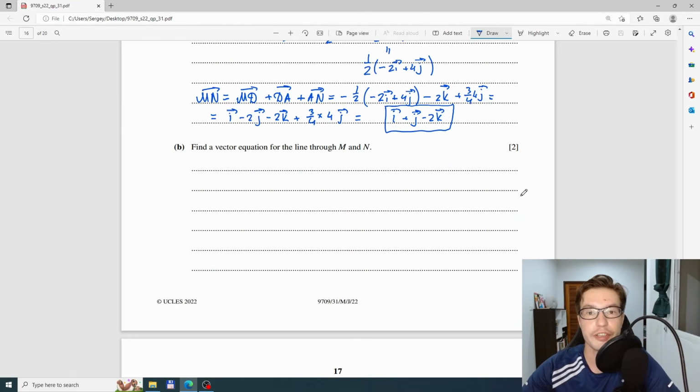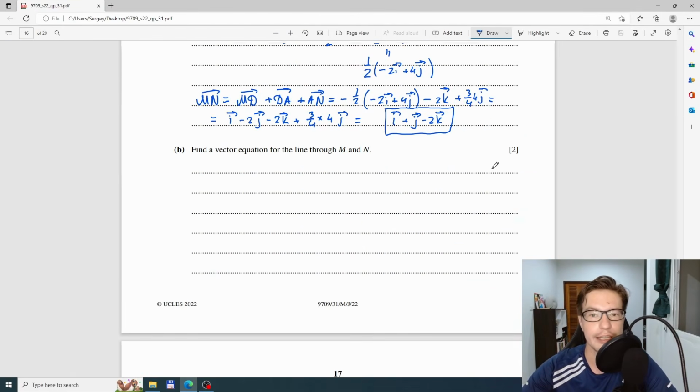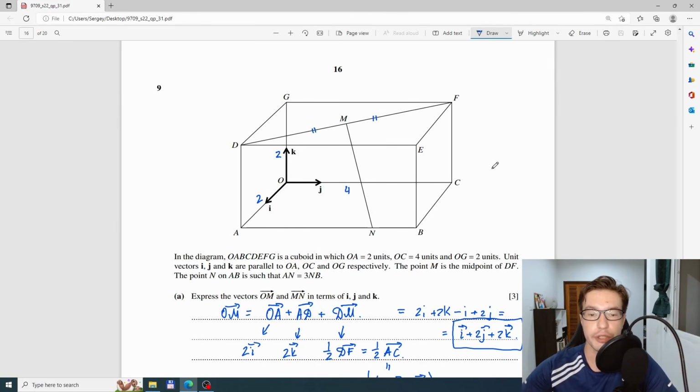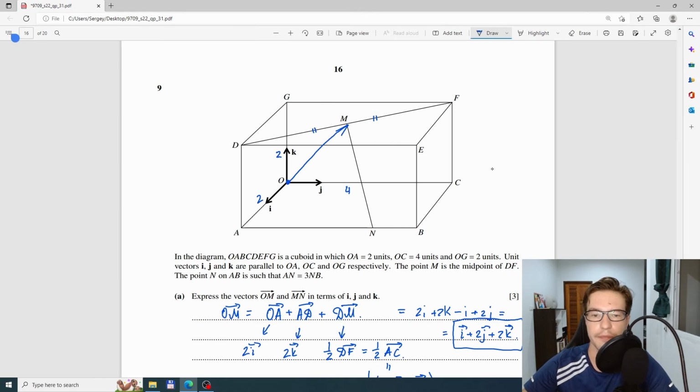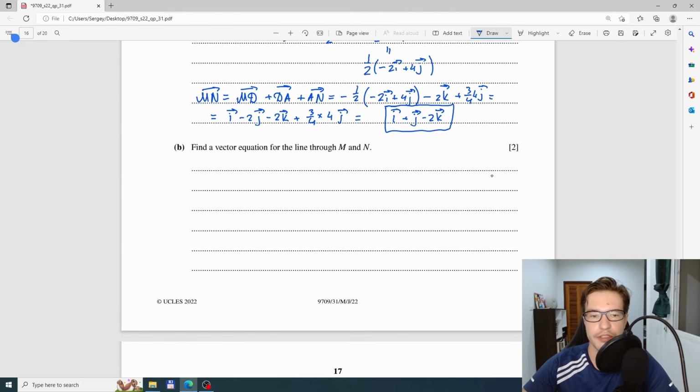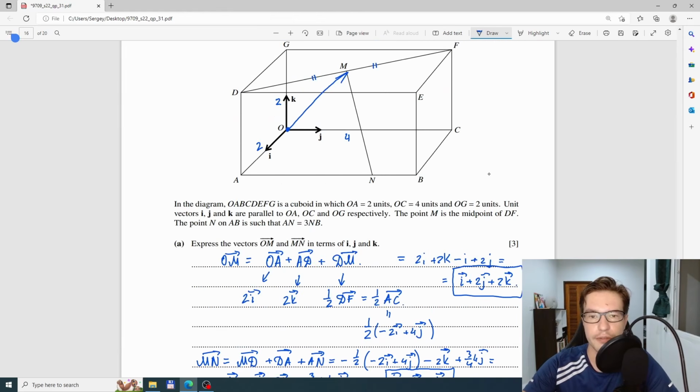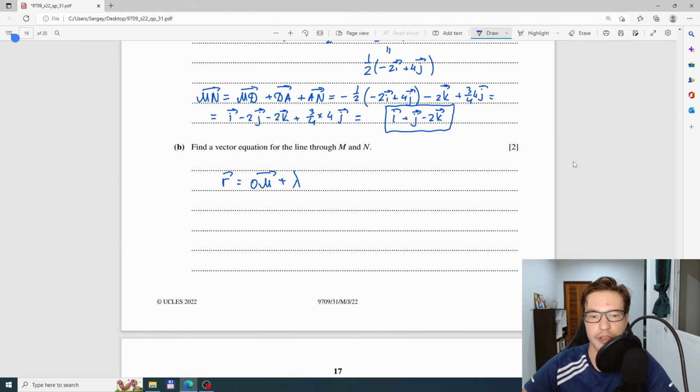Next question is about the vector equation of the line going through M and N. So what I have to do is first write down the position vector of any point on this line, and I think I'm going to choose the point M. So vector equation equals OM plus some number, I'm going to call it lambda, times a vector which is on this line. I'm going to choose vector MN.